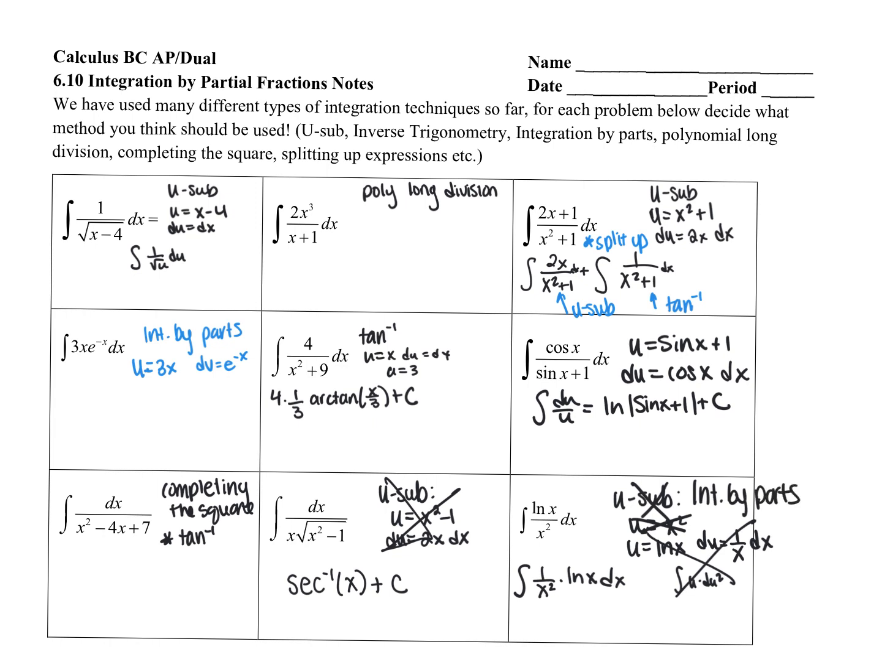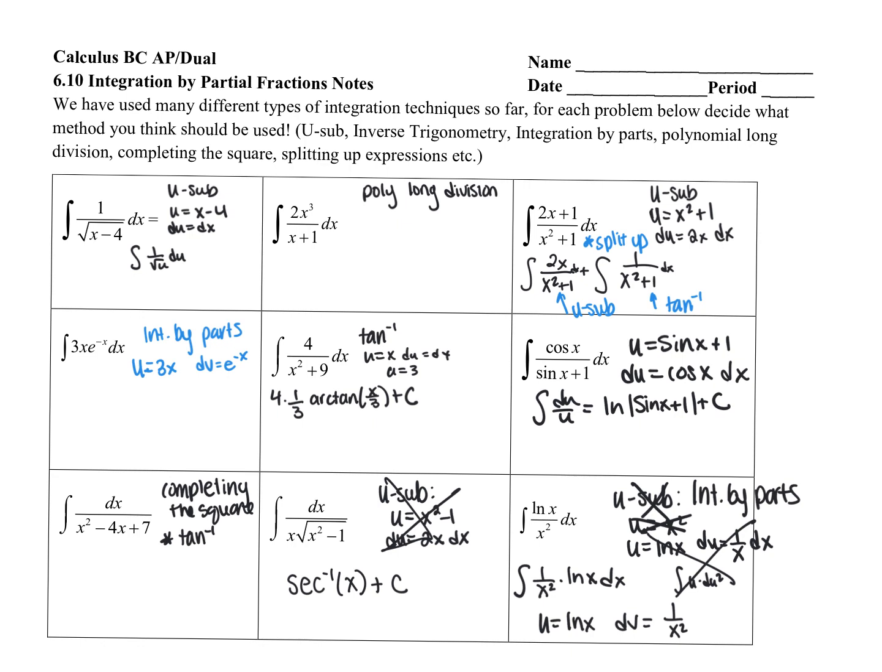It just is kind of a secret one. It kind of disguises itself because it's not an obvious product. What would u be? ln of x, and dv would be not x squared, but 1 over x squared. Because remember, dv has to be what's being multiplied by it, not what's being divided. And then if you do integration by parts with that, it will actually work out quite nicely. Any questions about that one?